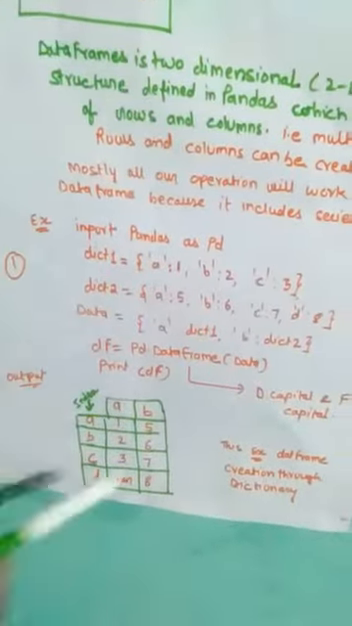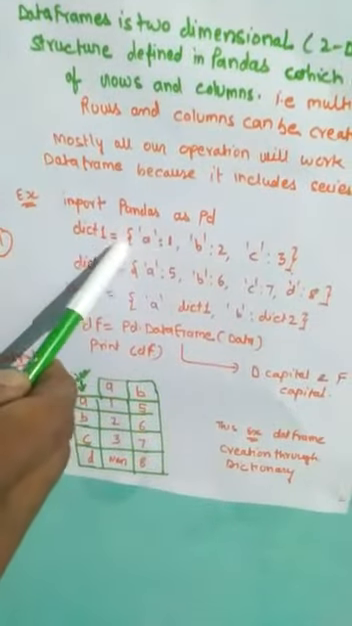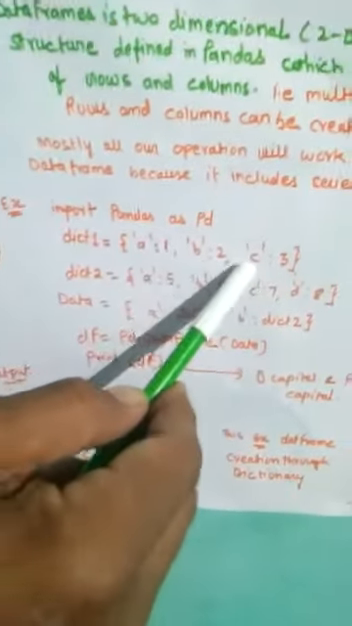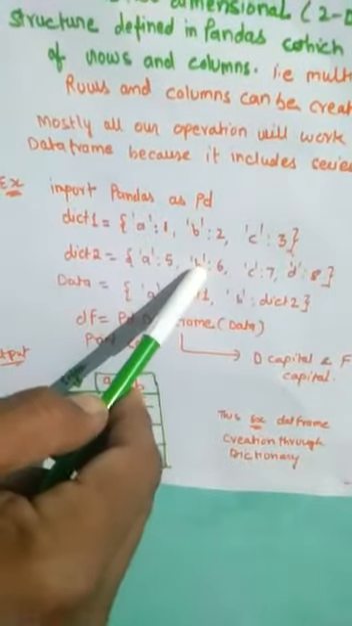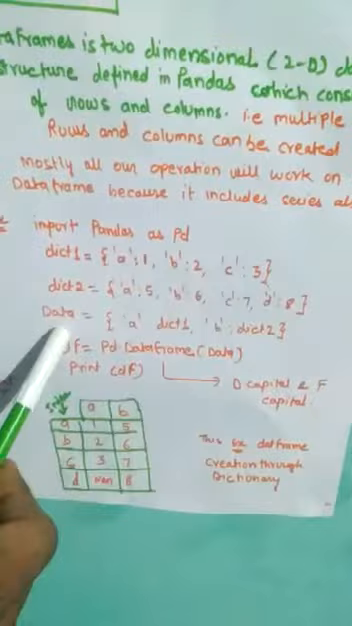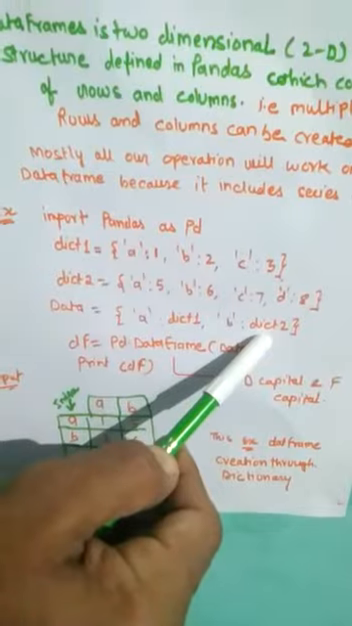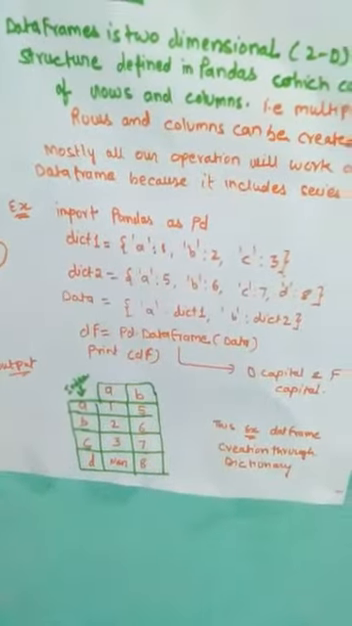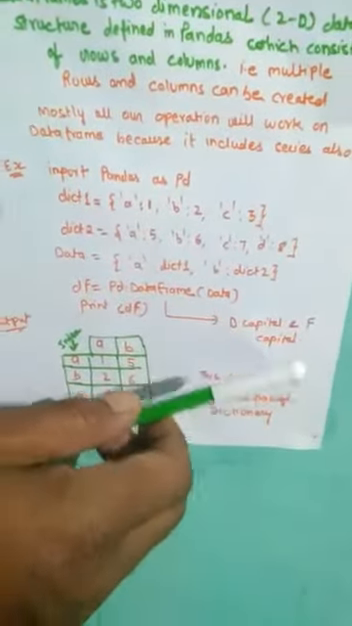We can understand through a simple program. Import pandas as pd. Dictionary 1 is equal to index A 1, index B 2, index C 3. Dictionary 2, index A 5, index B 6, C 7, D 8. Data is equal to A index, we have mentioned dictionary 1, B index we have mentioned dictionary 2. Now data frame df is equal to pd.DataFrame(data), print df. One thing you should note is that D and F should be capital in DataFrame.